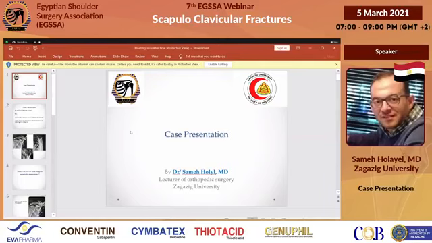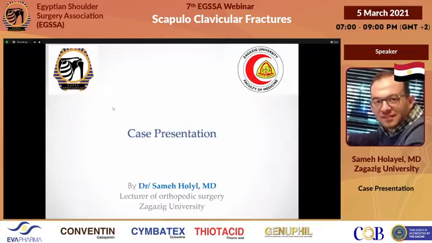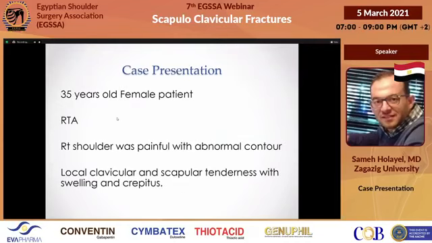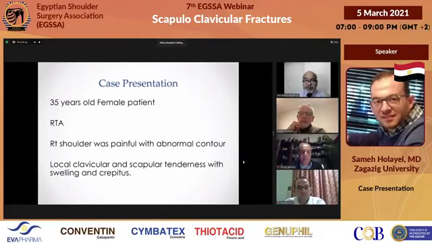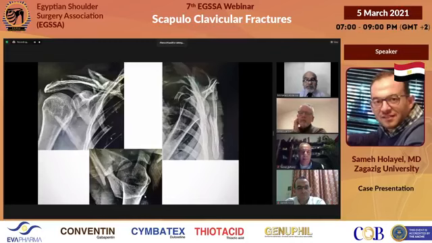This case is given to us by Dr. Sameh Hulayl, who is a lecturer from Zazi University. This is a 35-year-old female patient who came to us after a road traffic accident with the right shoulder painful and with abnormal contour. There was also local clavicular and scapular tenderness with swelling and crepitus. X-rays were done, and these are the X-ray views.